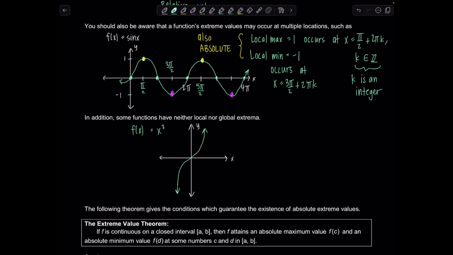No, there is no point where there's a neighborhood of points around it that are all smaller or all larger. Is there an absolute or global max or min? No, it goes up and down forever. So there's no local or global. Remember, local is the same as relative. Global is the same as absolute. Extrema.